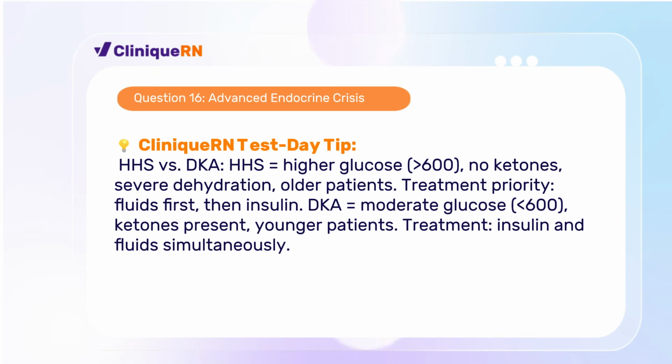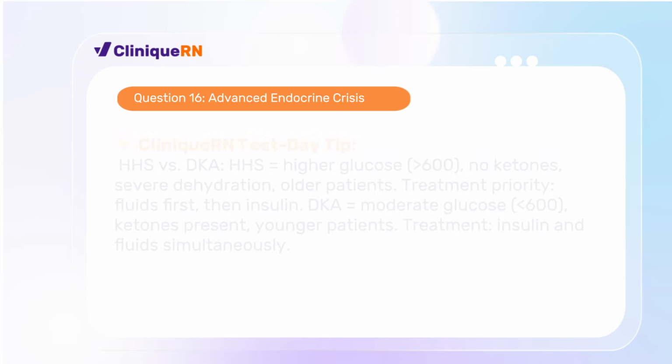Clinique RN test day tip: HHS versus DKA. HHS means higher glucose, greater than 600, no ketones, severe dehydration, older patients. Treatment priority: fluids first, then insulin. DKA means moderate glucose, less than 600, ketones present, younger patients. Treatment: insulin and fluids simultaneously.